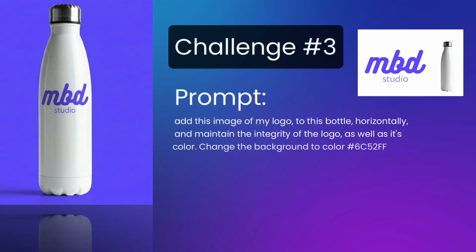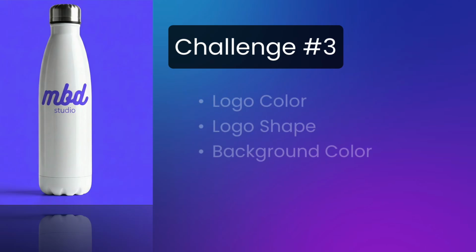For this challenge, we're adding a logo to a water bottle. This can be incredibly helpful for branded product mockups. The idea here is to try and get the color of the logo correct, the shape of the logo correct, and for a bonus, get the color of the background correct via prompt.